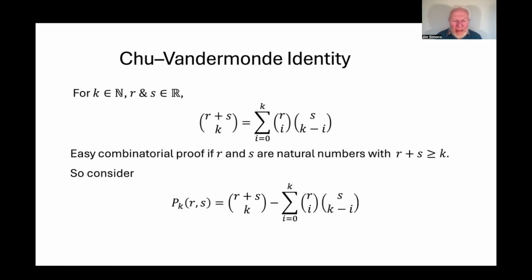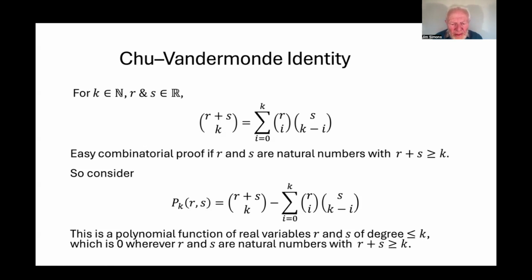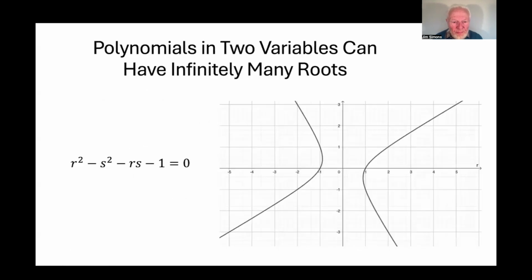So now we consider this thing here, if we take that and subtract that from it. Now this is a polynomial in r and s. So r and s are real variables. So it's a polynomial in the real variables r and s. And it's of degree at most k, because this is a degree k and that's a degree k. And it's zero whenever r and s are natural numbers, at least with r plus s being greater than or equal to k. Well, it sounds as though that jolly well ought to be the zero polynomial, doesn't it? And it is. So let's prove that.